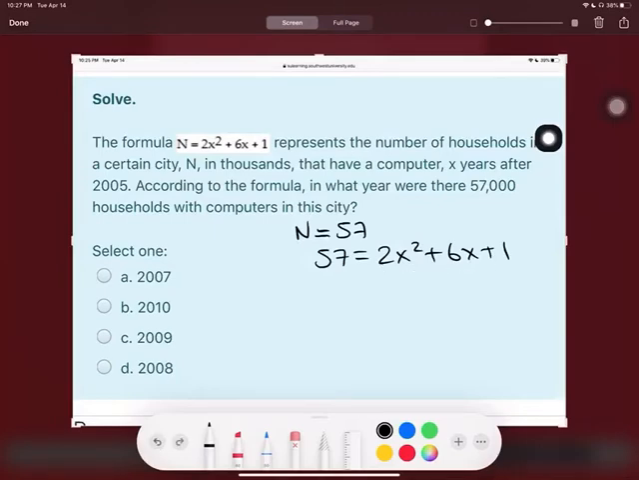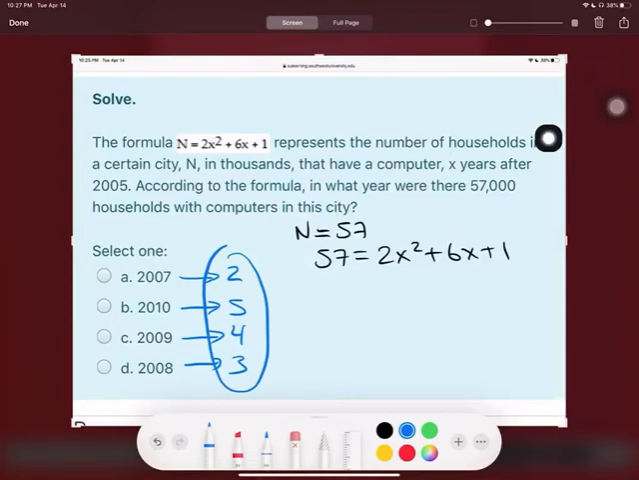Okay, so this is what we're going to do. Let's check the answers that we have in here. 2007 is how many years after 2005? 2. 2010 is 5 years. 2009, that's 4 years after 2005, and 2008, that's 3 years after 2005. So we have to take these numbers, substitute them in for x, and see which of those gives an answer of 57.